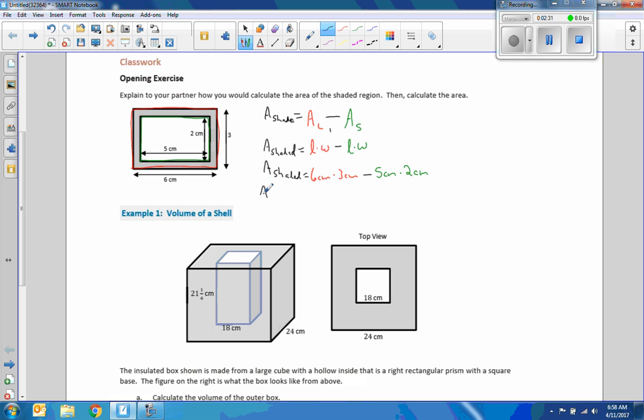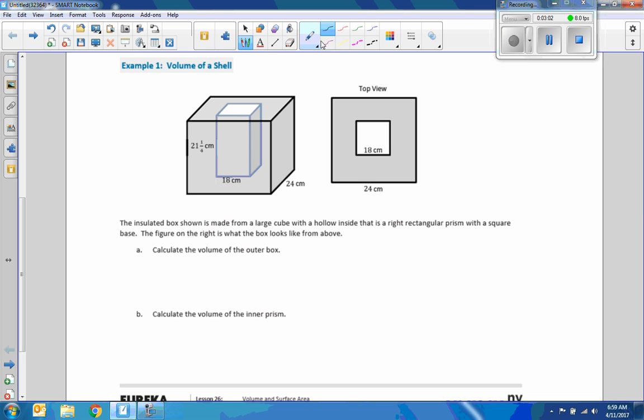So the area of the shaded region equals 6 times 3 is 18 centimeters squared minus 5 times 2 is 10 centimeters squared. So therefore the area of the shaded region equals 18 minus 10, or 8 square centimeters.